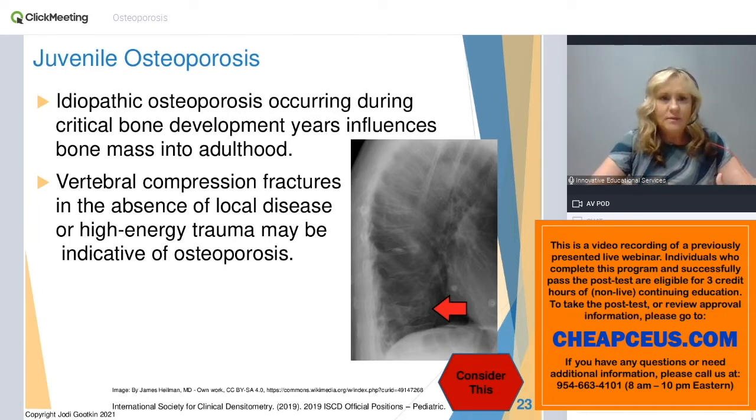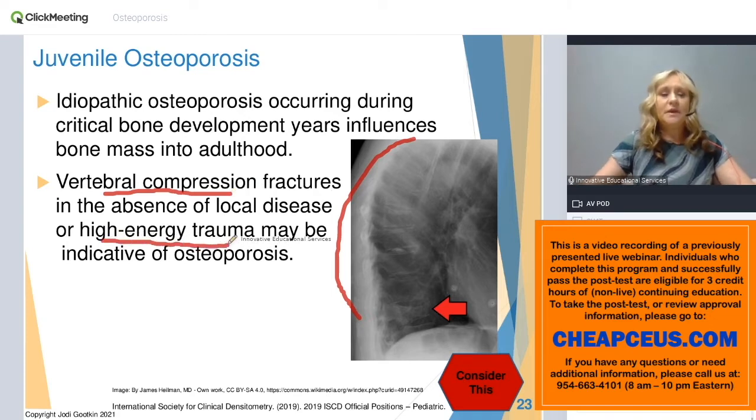Some red flags that we may see, if you have a child coming in with compression fractures of the spine, that's significant kyphotic posture. And if those vertebral compression fractures are not related to any type of high energy trauma, then a consideration might be that it is osteoporosis, because if there is no specific trauma, it's rare for children to have compression fractures in their spine.